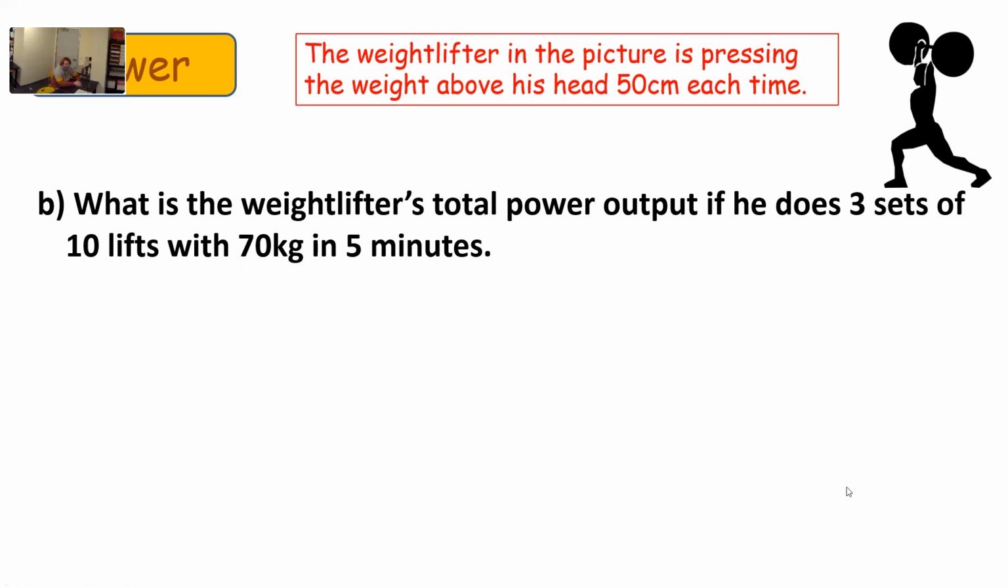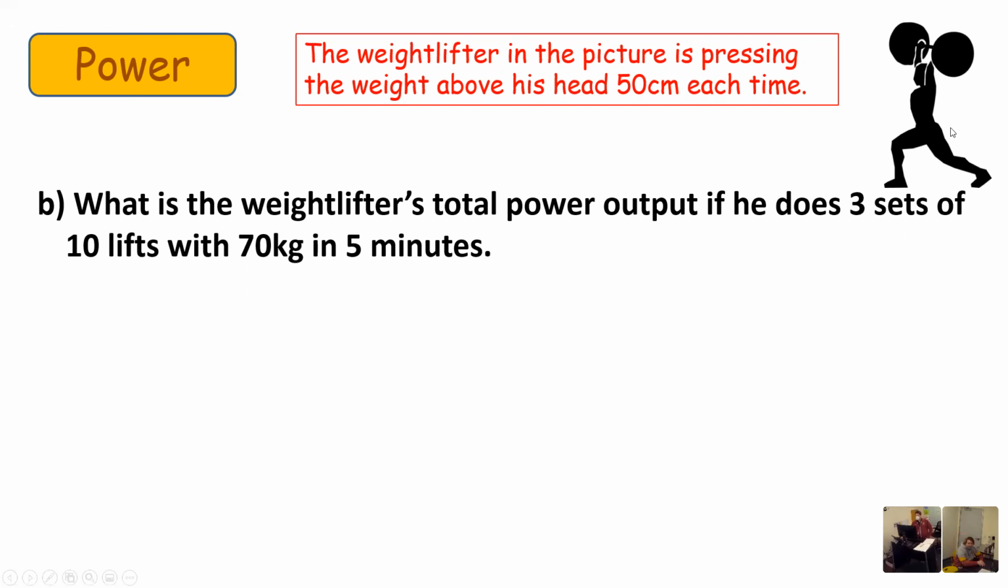So here we can see in the picture, we've got a weightlifter pressing the weight above his head, 50 centimeters each repetition. And the question is, what is the weightlifter's total power output if he does 3 sets of 10 lifts and he's lifting 70 kilograms and it takes him 5 minutes to do that? So I'll give you a couple minutes. You can put it on scrap paper. If you'd rather use a whiteboard, you can. If you want to do it on the back of that worksheet. But I'd like you to try to see if you can calculate that out to prepare for that test coming up.